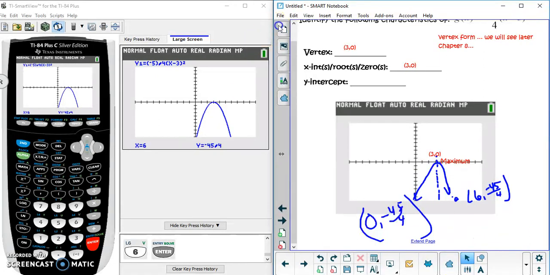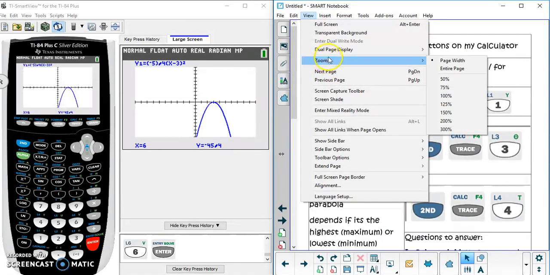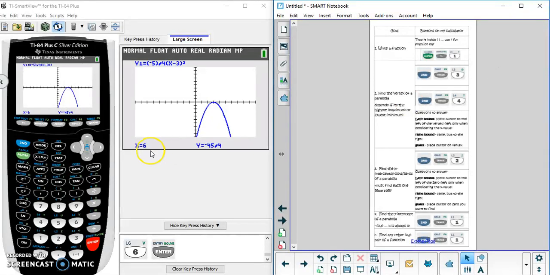But again, your responsibility for today is making sure you know how to use your calculator to do this stuff. So you might need to watch the video once or twice. You might need to do a few examples, slow it down, and so on and so forth. But make sure you know where these buttons are and how to use them.